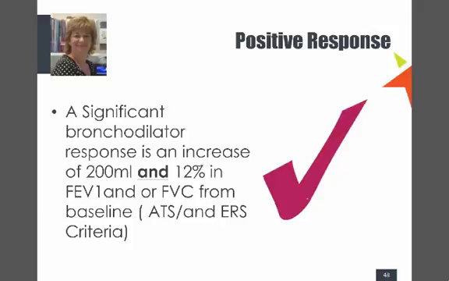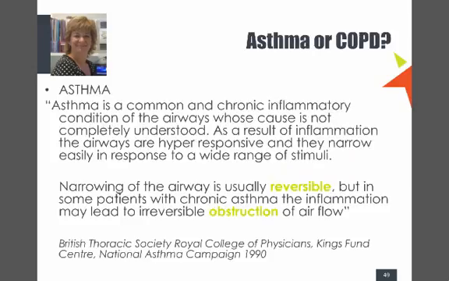A positive response is 200 mils and 12% with FEV1. The Australian Thoracic Society and European will actually accept 12% in FVC as well. It needs to be done in a lung lab really, because we can't be that accurate with our spirometry. So you're looking for 200 mils and 12%. You can find that in the readings once it comes out. If someone's got that response, it's asthma. Someone with COPD might improve 10% and 100 mils. That's going to be significant for them, and it means that bronchodilators do open their airways and should be part of their treatment.